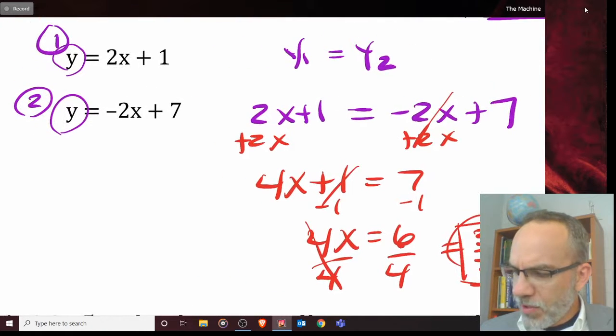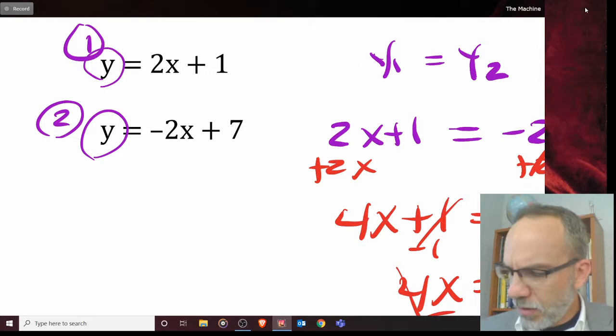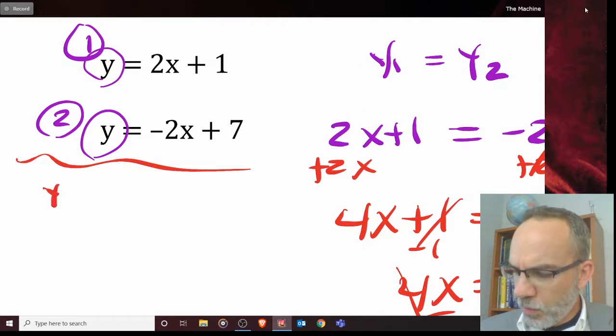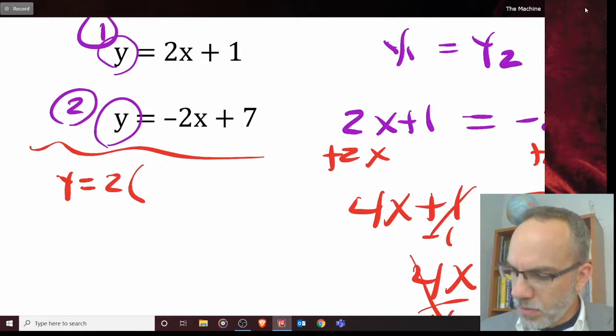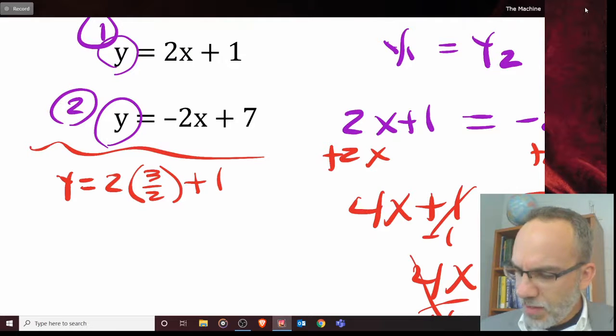So I come back over here and it will work for any of these. I'll do equation number 1. Y is equal to 2 times x. But what was x again? Oh, 3/2, plus 1. And so these cancel, and so I get y then is equal to 3 plus 1, I get y is equal to 4.